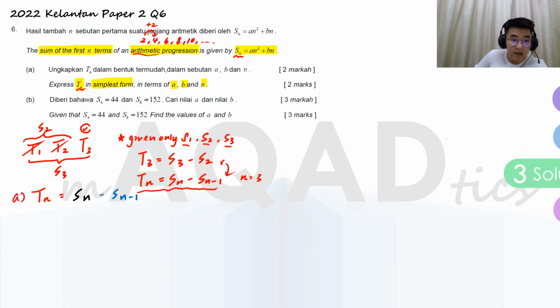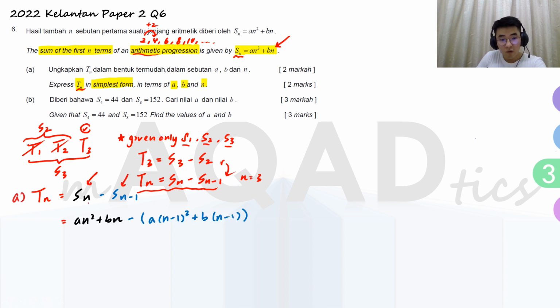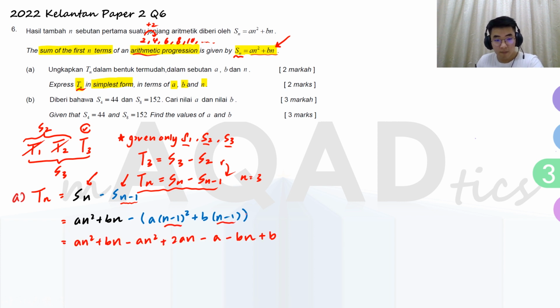Now we can use this formula and sub it here. For those in black, you can see there's no difference, but for the blue ones, you can see that here is n minus 1. So we need to change all the n's in this equation to n minus 1, as you can see here. And then we expand and simplify it. So the answer would be 2an minus a plus b.